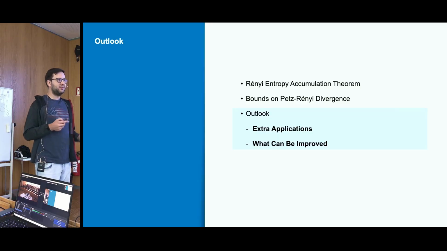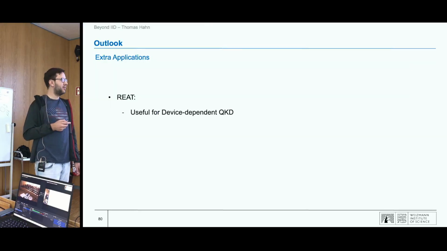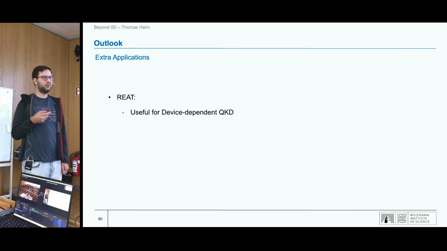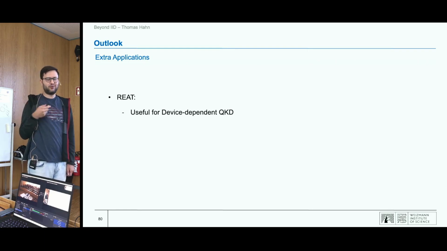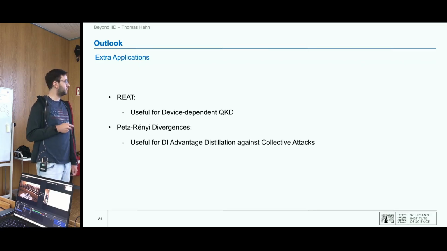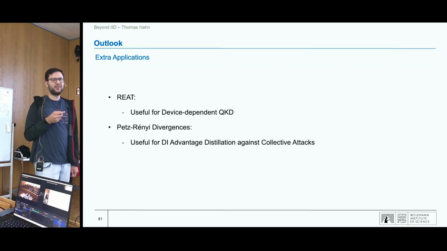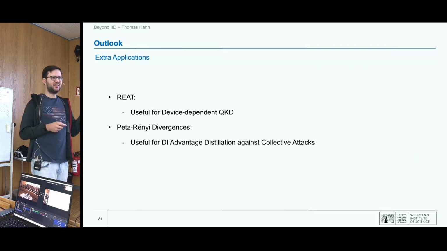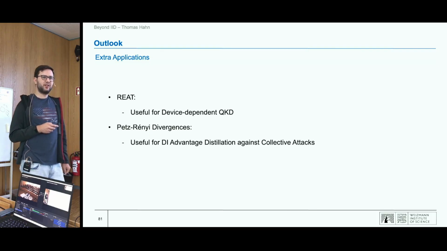So now I just want to give a little bit of an outlook as to what else we could have done with these techniques and what else needs to be done. The Renner EAT is not just useful for DI QKD, it's also useful for device-dependent QKD, and also here outperforms the standard methods that are used. And the Petz-Renyi divergences, they're also useful for device-independent advantage distillation, but against collective attacks. So here you have basically a condition of security that's related to the pretty good fidelity, and the pretty good fidelity is related to the Petz-Renyi divergence, and then you can use the same variational optimization problem.